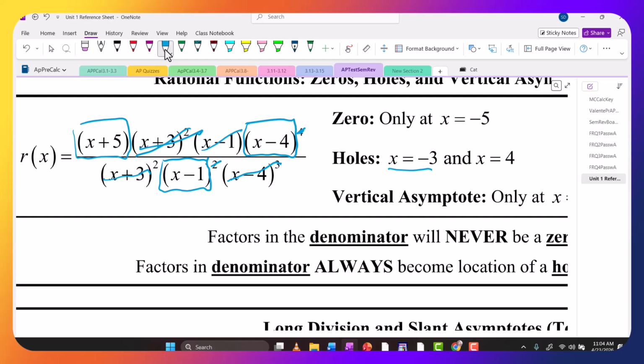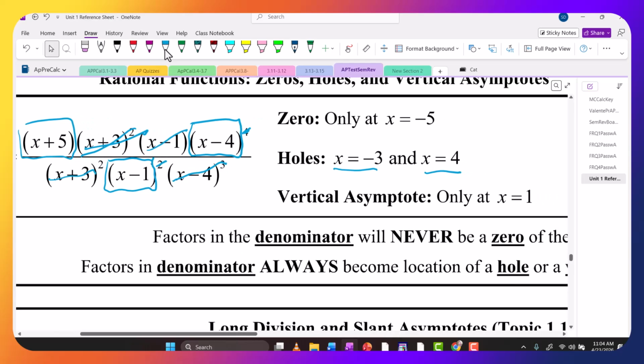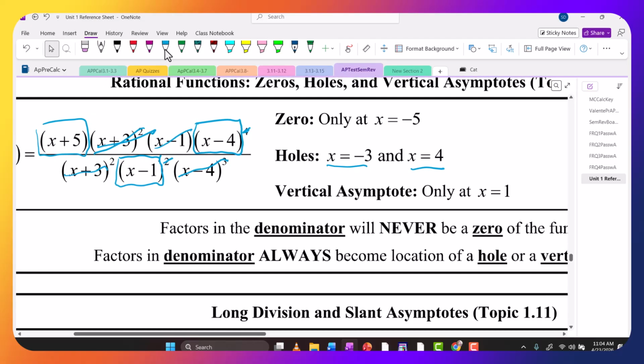So what do we have here? We definitely have a hole at 4 because of the cancellation. The only x-intercept we have is x equals -5, but it really should be said -5 comma 0 because it's a coordinate. And then the only vertical asymptote I have is the leftover at the bottom there, x equals 1.